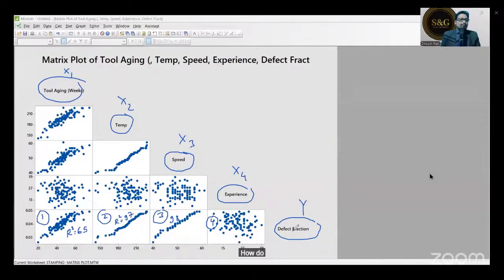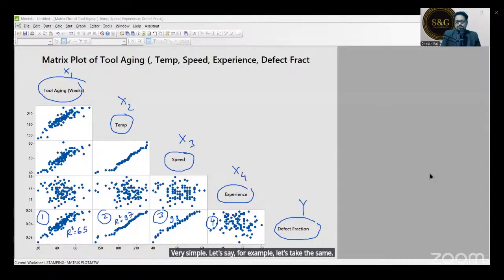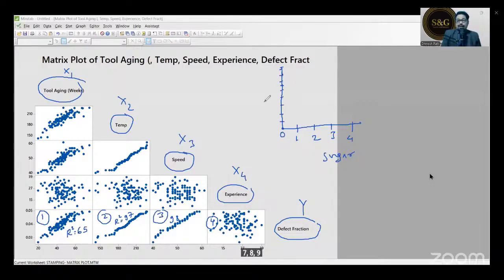How do we identify positive or negative? See, very simple. Let's take the same example of our taste of tea and sugar. Let's say this is 0, 0. This is 0, 1, 2, 3, and 4, and this is my sugar. And now this is my taste rating: 1, 2, 3, 4, 5, 6, 7, 8, 9, and 10.